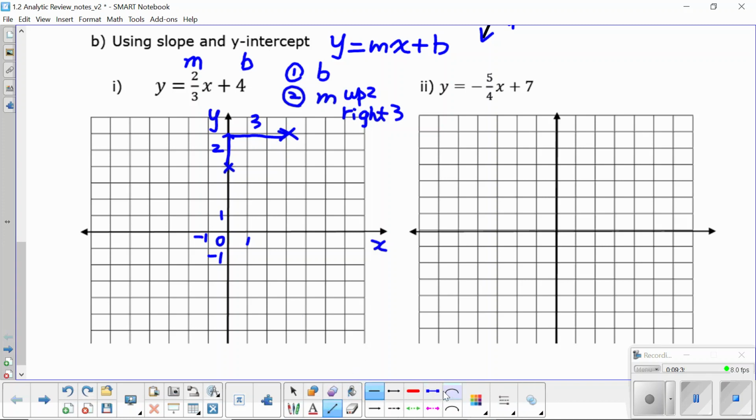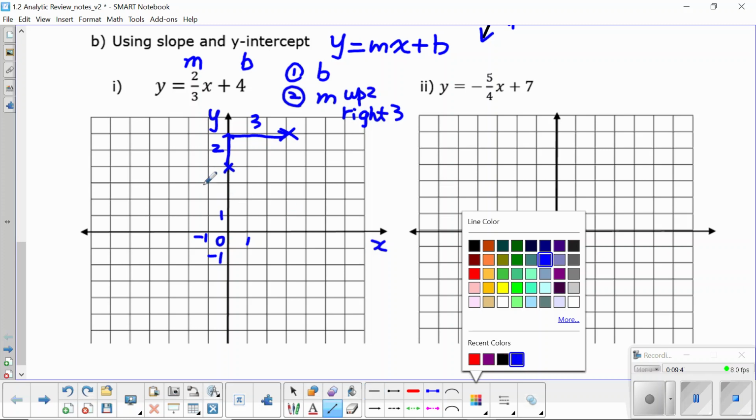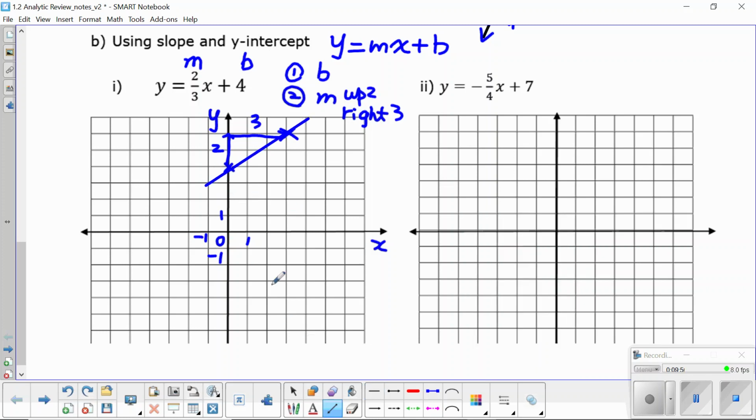Then once you have the second point, you can just connect these 2 points. Then put arrows at both ends. Then it's done. This is the graph for y equals 2 over 3 x plus 4. Now you could pause this video and try the next question by yourself. After you finish your graphing, then check your answer.